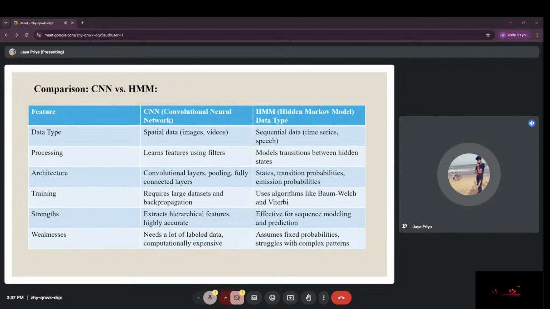Next is the strength of the convolutional neural network: it extracts features automatically and is highly accurate. But the Hidden Markov Model is effective for sequence modeling and prediction. The weakness of CNN is that it needs a lot of labeled data and is computationally expensive. But the Hidden Markov Model assumes fixed probabilities and struggles with complex patterns.